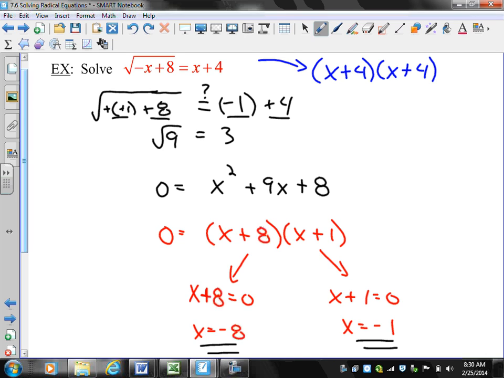I'm going to keep that. Not a very formal way of saying it, but I'm going to keep negative 1. Okay, now I'm going to test negative 8 and see if that works. And now I'm going to do that right below it. I don't need this other stuff here.